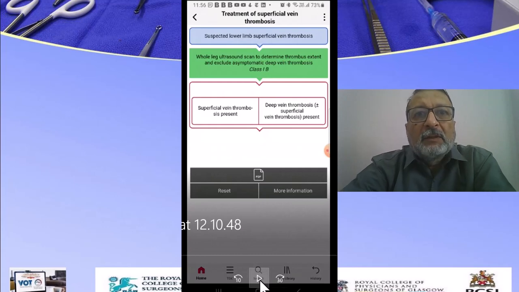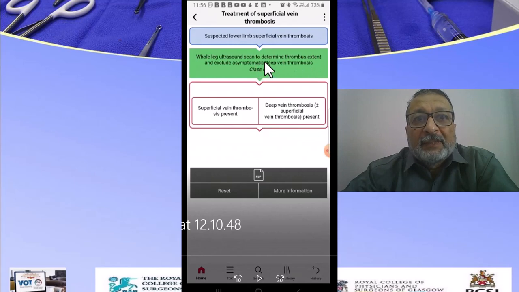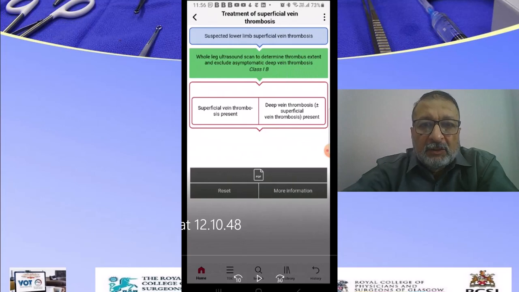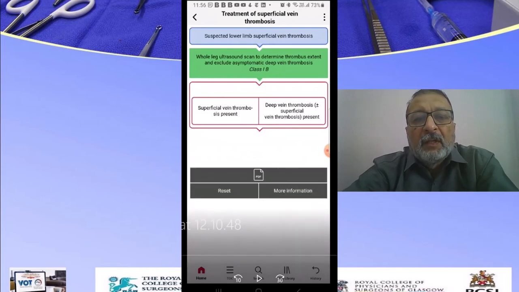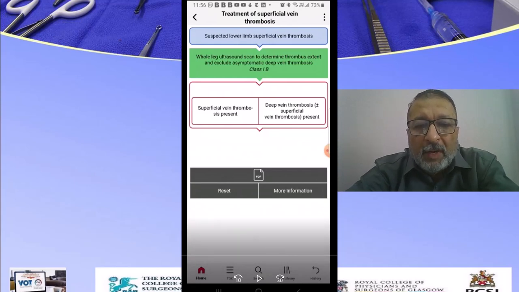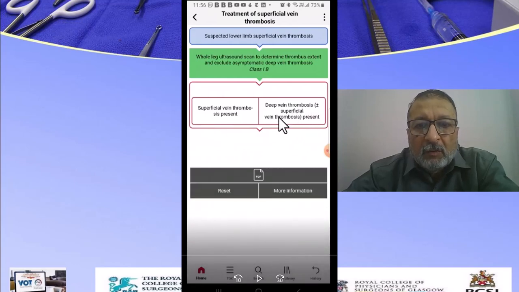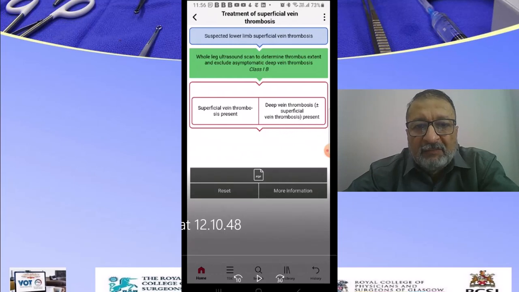This screen will tell you that the first thing you need to do is to ask for a whole leg ultrasound scan to confirm that there is no associated deep venous thrombosis, DVT. And the class of recommendation is 1B. So this is a very strong recommendation. And you will have one of two options, either superficial thrombophlebitis or superficial thrombophlebitis with DVT. The one with DVT will be managed as DVT. So let us see the superficial thrombophlebitis.